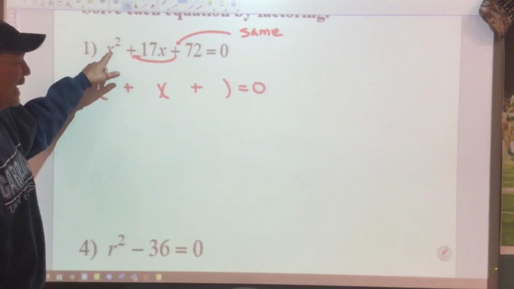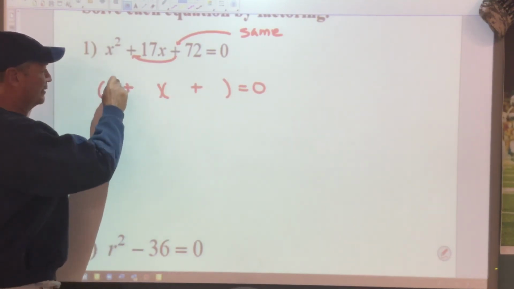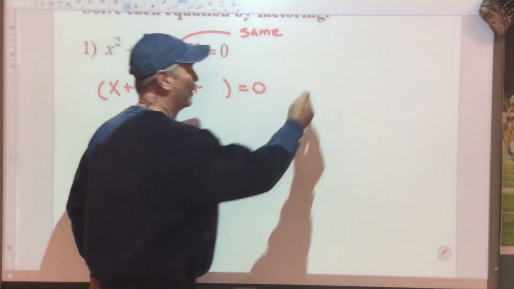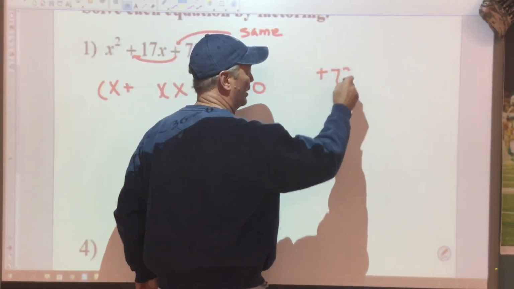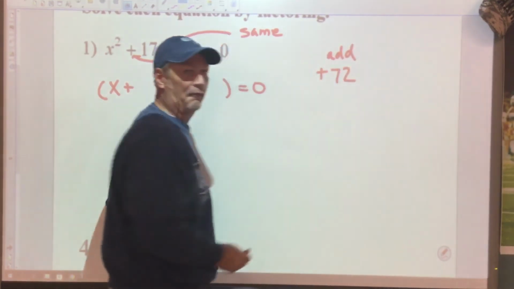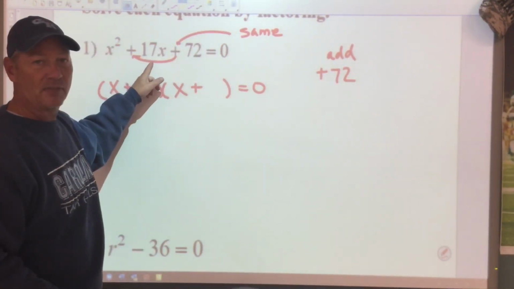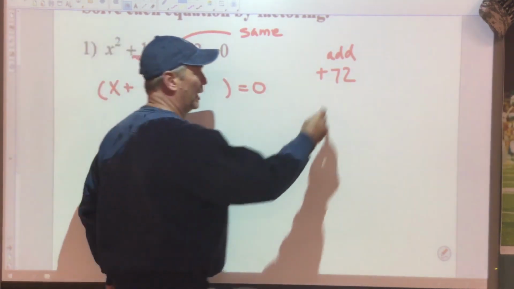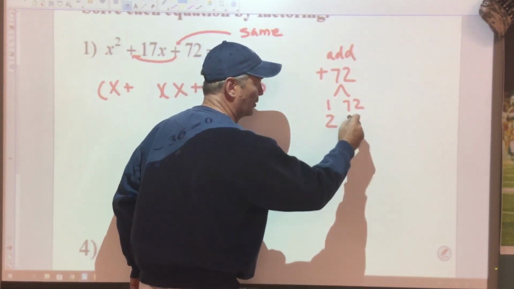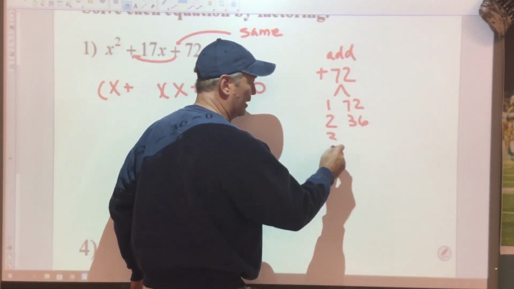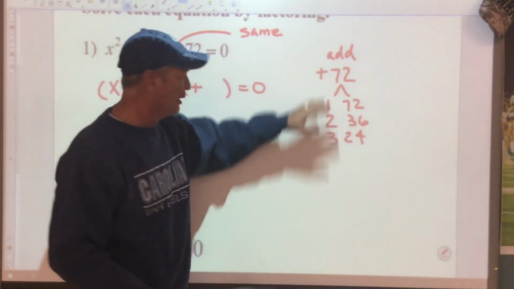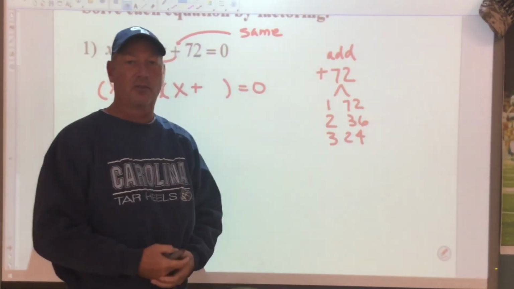We will break down the x squared as x times x. And then we will look at the positive 72. Since it's a positive 72, we're looking for factors that add up to 17. So we're looking at 1 times 72, 2 times 36, 3 times 24. There's a bunch of them. Do you remember what we said we could use to list all of these factors?